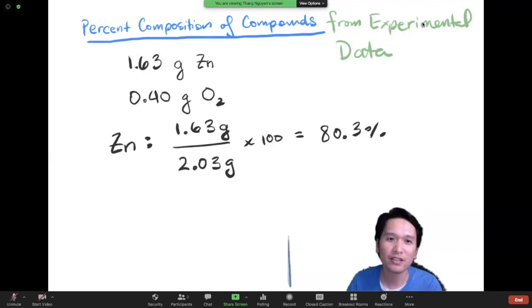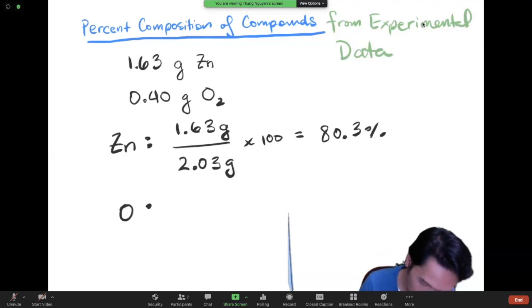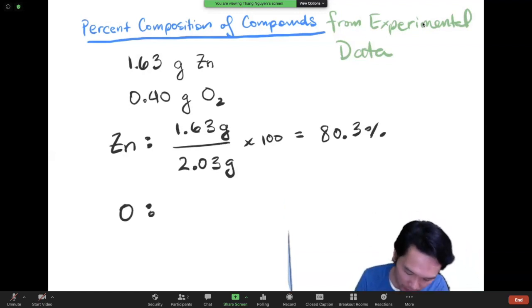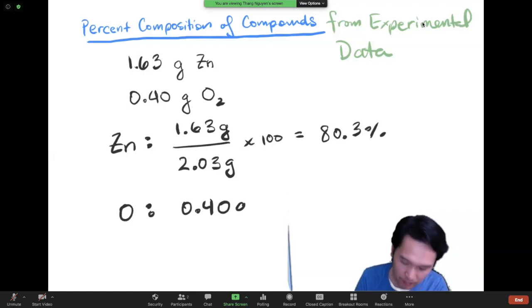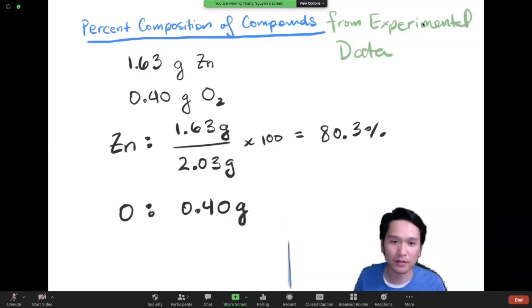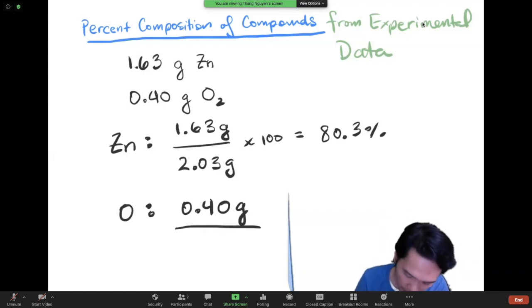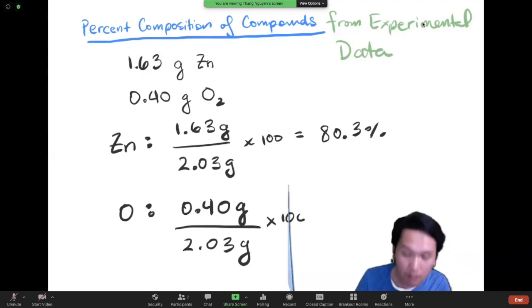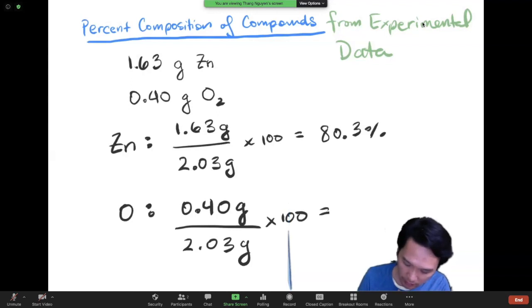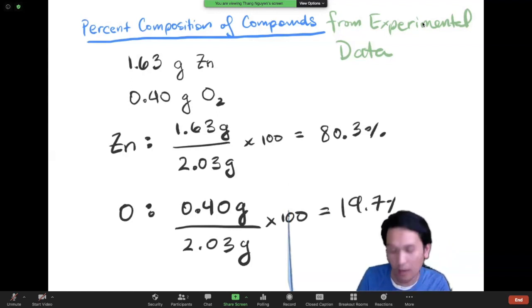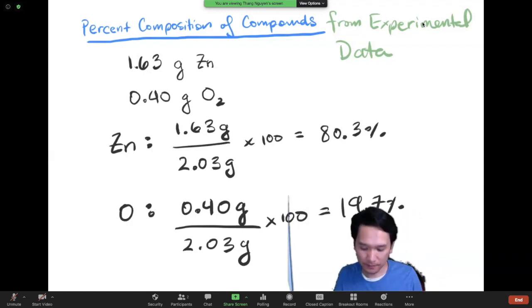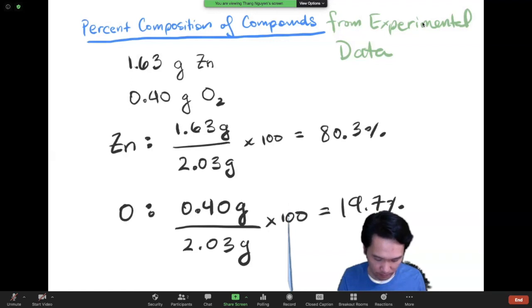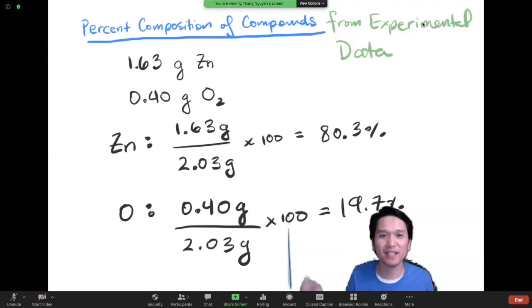Great. Okay, now let's do it for oxygen. It's just straight up the mass that comes from oxygen. So that's 0.40 grams. You don't need to multiply by anything. Okay. Divided by, again, the total mass of the compound. Multiply by 100. That would give us 19.7%. Now, do they add up to be 100? 100. Yay, that's pretty good.